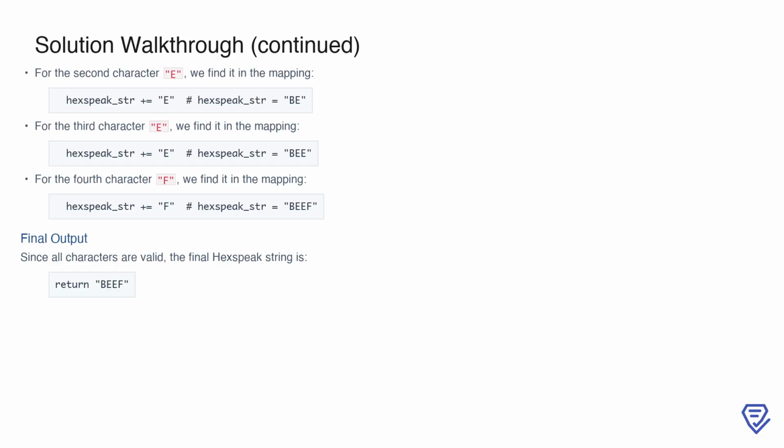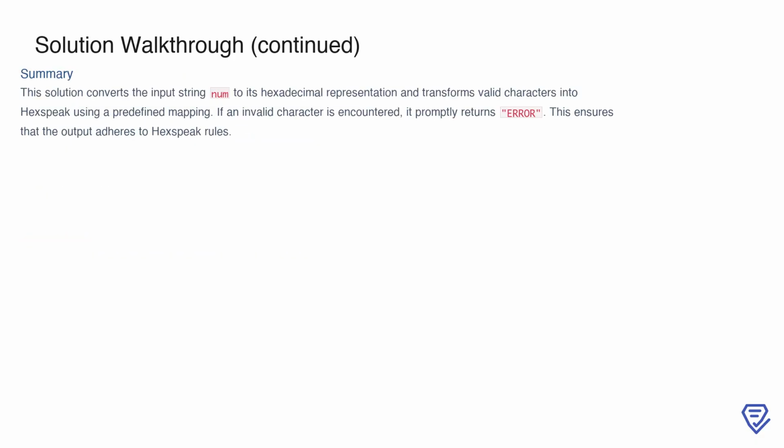Since all the characters in the input were valid and successfully mapped, we return beef as the output of this example. To summarize, this solution works by first converting the input string number into a decimal integer. It then converts the decimal value into its hexadecimal representation and processes each character to construct the Hexspeak string using a predefined mapping. If, at any point, a character is encountered that does not correspond to a valid Hexspeak character, the solution immediately returns error.